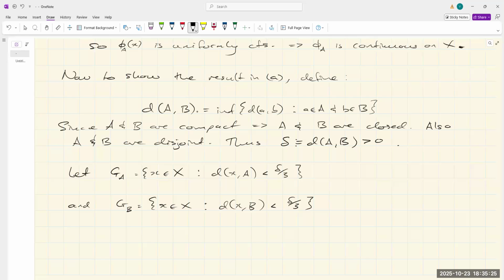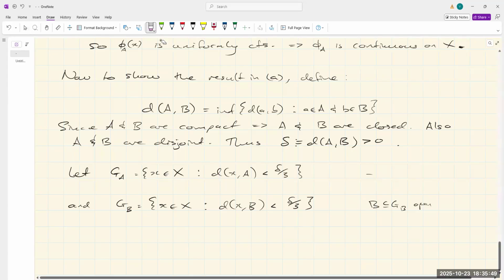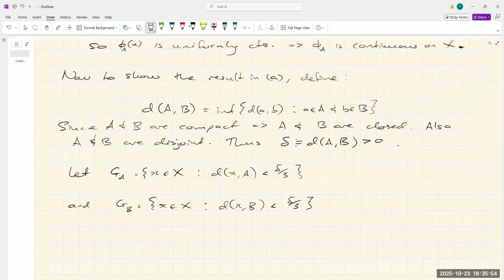Now I need to argue why A is contained in GA, why B is contained in GB, and why GA is open and GB is open. So why are these open sets containing A and B? That's not quite obvious. First, let's tackle why GA and GB are open.